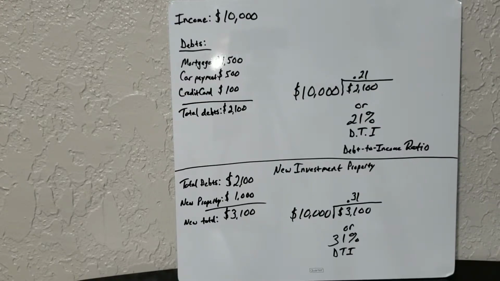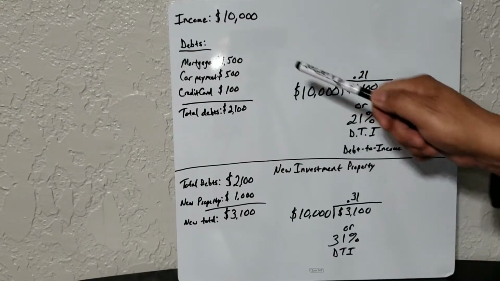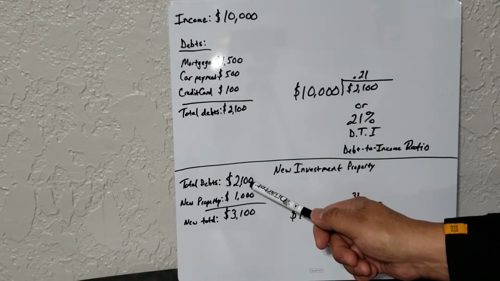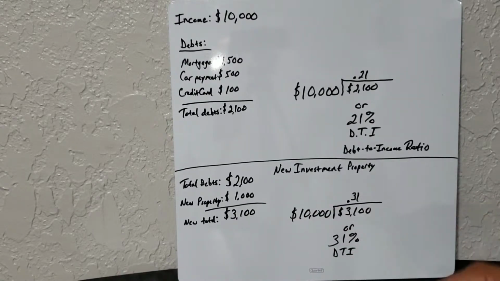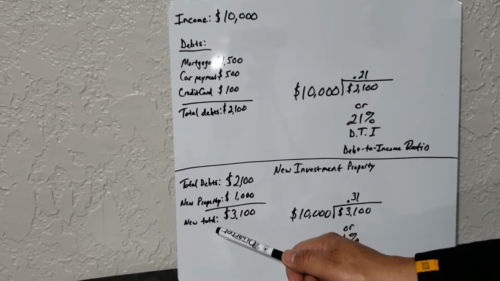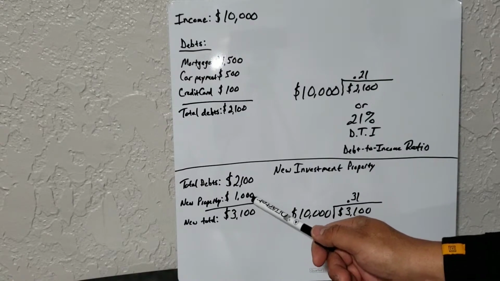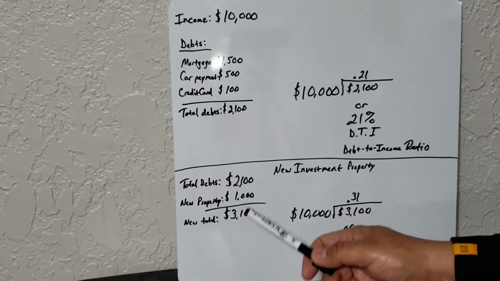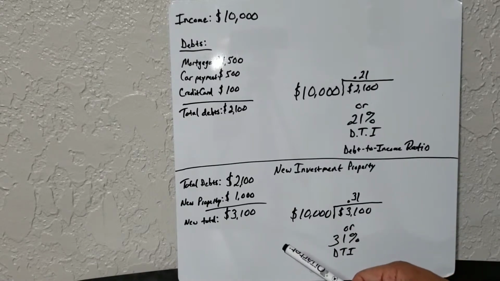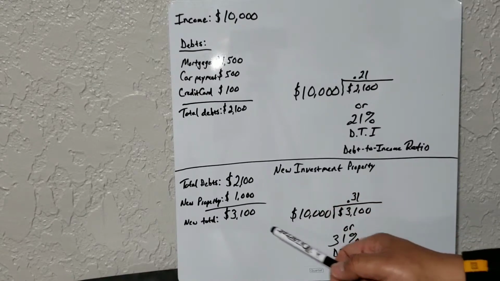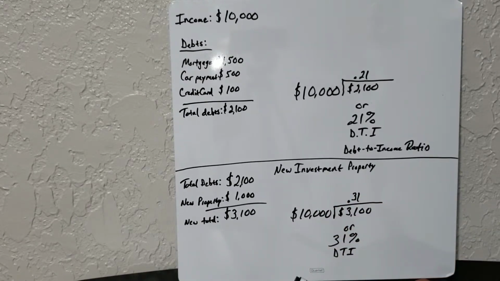Let's say you're interested in becoming an investor. You're looking for a new investment property. Let's use these same numbers. The total debts, like we calculated earlier, were $2,100. You've already found a property, you've identified it, you have an idea of what your APR is going to be, and your mortgage lender or broker has already calculated that your financial obligation for that new mortgage is going to be $1,000. Let's just assume that that includes taxes and insurance. When you add that extra $1,000, now your new total becomes $3,100.